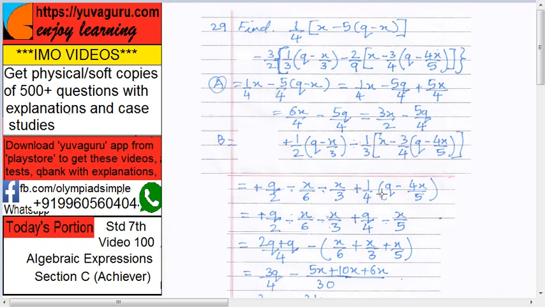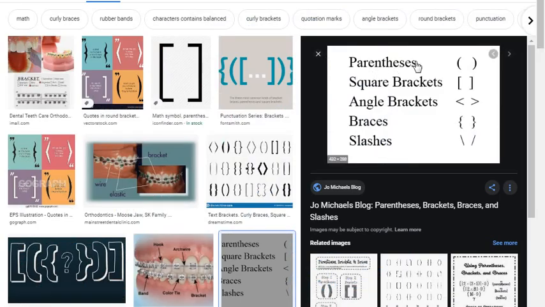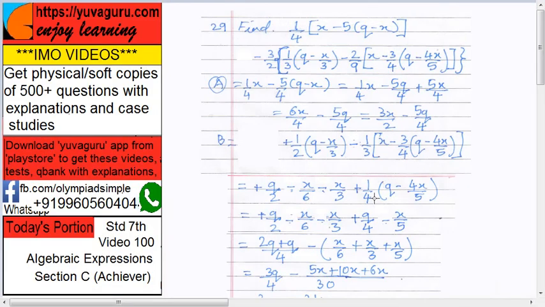So 1 upon 4 into q minus 4x upon 5 as it is. You are not solving it now. First solve the square bracket, then the brace bracket, and then the circular bracket. See here, there are three types of brackets. That is called the brace bracket, square bracket, and these circular brackets. This is parenthesis. Somebody calls it circular brackets, square brackets, angle brackets, brace brackets, and this is slashes. So now solve this circular bracket.